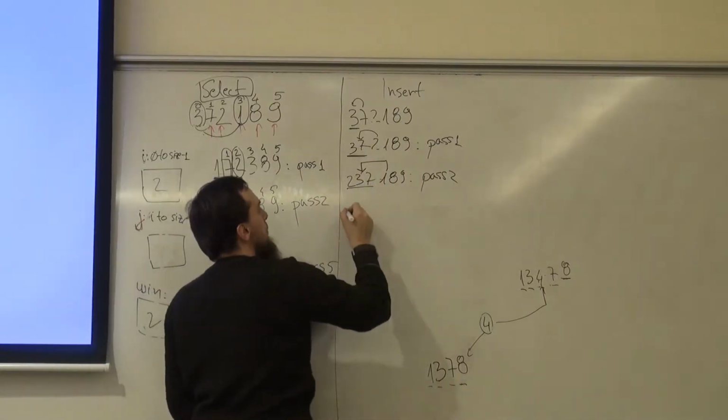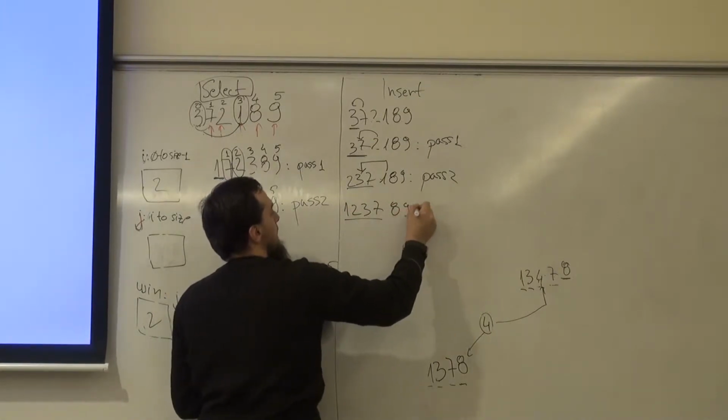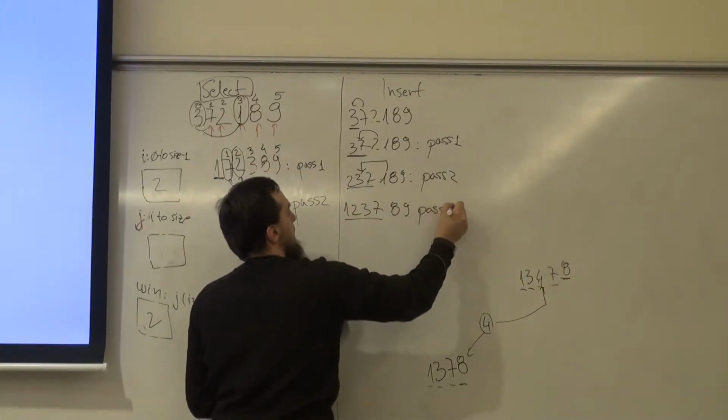We should shift all of them. 1, 2, 3, 7. We have 8, 9. This is pass 3.